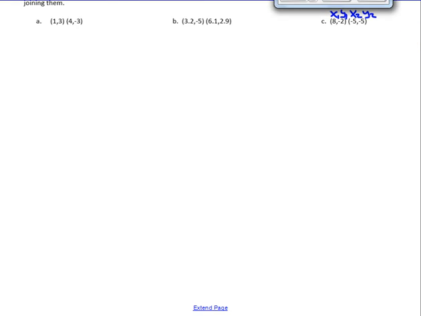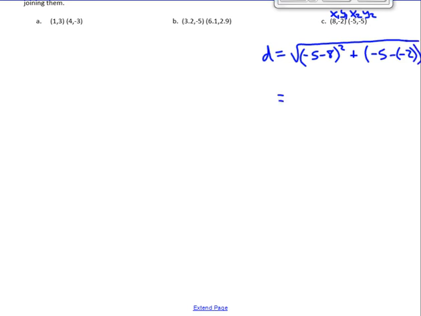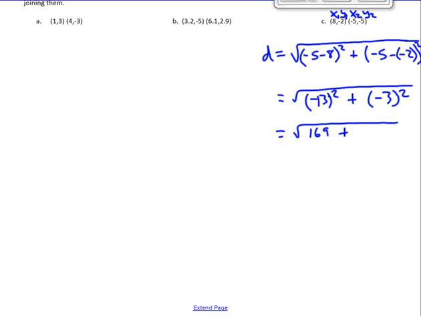And finally, the distance formula. Distance equals the square root of x2 minus x1, so -5 minus 8, quantity squared, plus y2, -5 minus y1, which is -2, squared. -5 minus 8 gives us -13 squared, plus -5 minus a -2 is actually -3 squared. -13 squared is a positive 169. -3 squared is a positive 9. 169 plus 9 is 178.